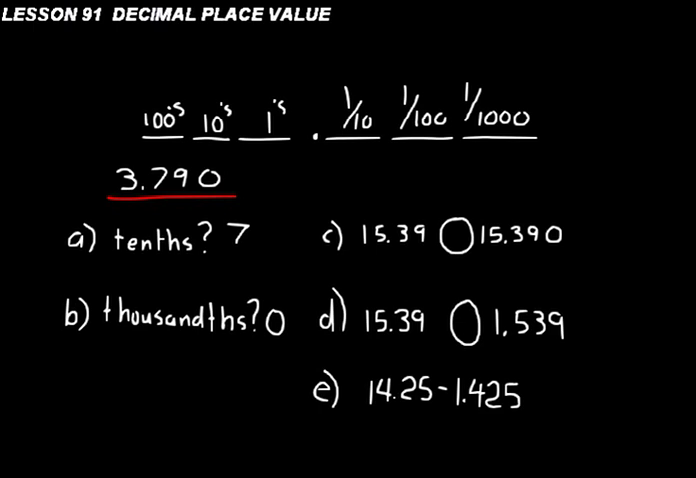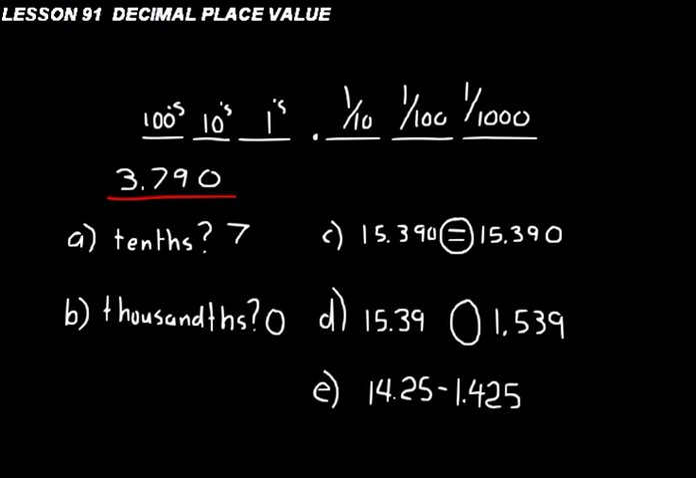C and D are just comparison problems. Compare 15.39 and 15.390. Now, just like always on decimal numbers, any 0 to the right of the last non-zero digit doesn't change the number. It just changes the way it looks. So those two numbers are the same. See, I can add a 0 on the end over there on the left too. It doesn't change it. That's a special property of decimal numbers.